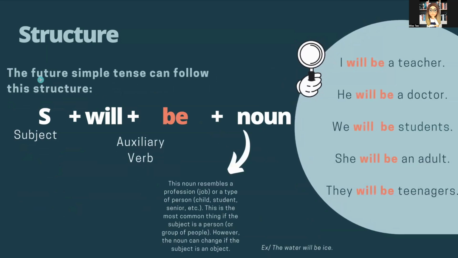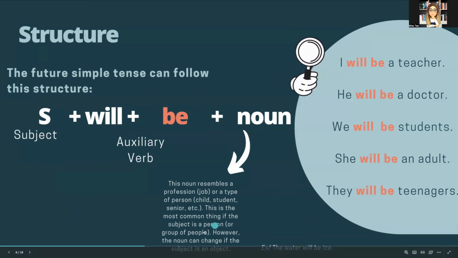So this one has almost the same structure. We have "will be" after the subject, but now we have a noun. This noun resembles a profession, like a job, or a type of person, like a child or a student or a senior. These are all types of people. This is the most common thing if the subject is a person or a group of people.